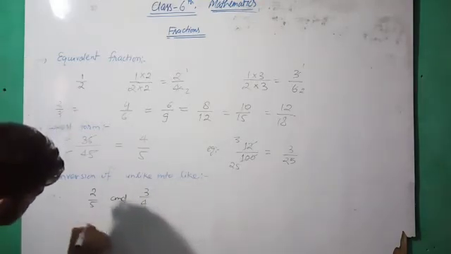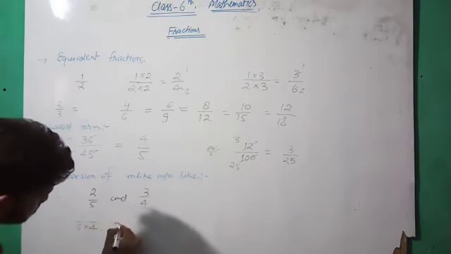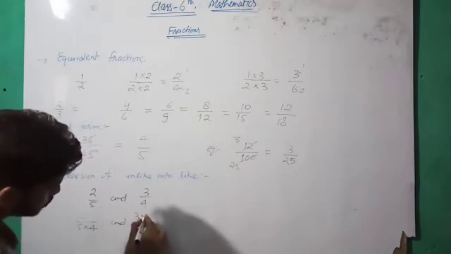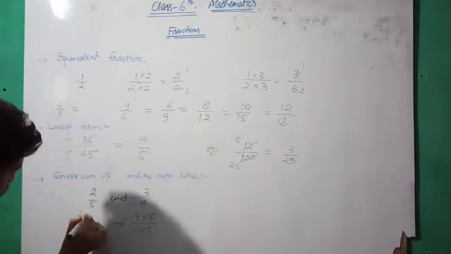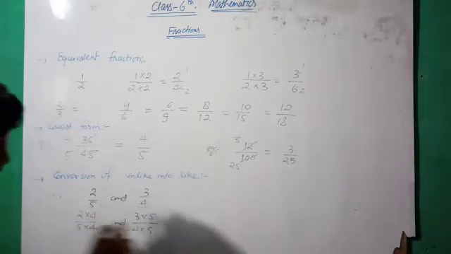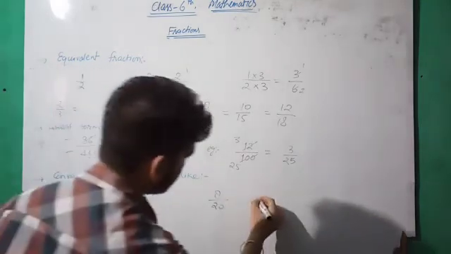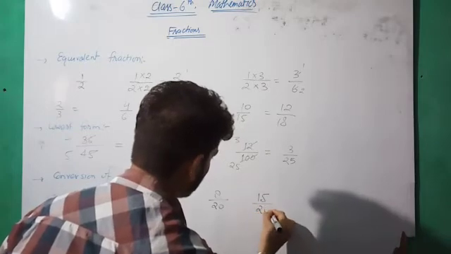So we have to multiply this by 4 and this by 5. We have to multiply also in the numerator by the same digit. 2 into 4, so the first one becomes 8 by 20 and the second one becomes 15 by 20. Okay, 8 by 20 and 15 by 20.